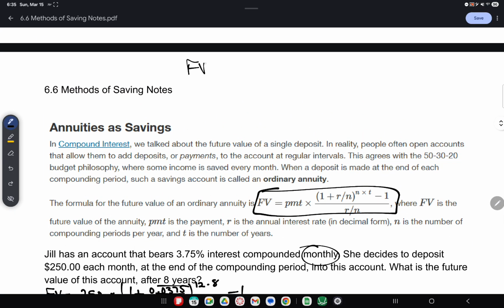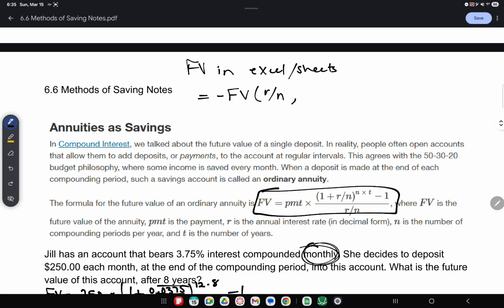So final value in Excel or Google Sheets. You want to open a cell, do equals. And if you don't like it having a negative value, you can do negative FV. Or you can do just regular FV, that's fine. So you'll do the rate, and I'm going to put rate over 12. Actually, I'm going to put R over N, because this one was monthly.